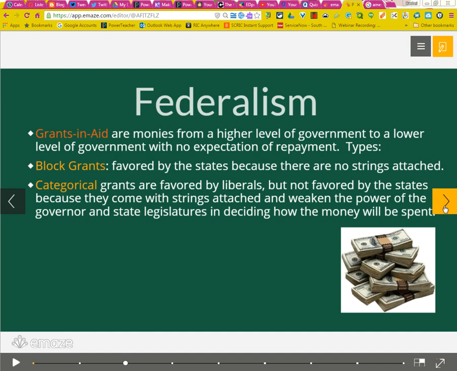And categorical grants are favored by liberals. Liberals like big government, and categorical grants with the strings attached would represent bigger government. They're not favored by the states, however, because they really weaken the power of the government and the state legislatures because they aren't able to determine as much of how that money is going to be spent.